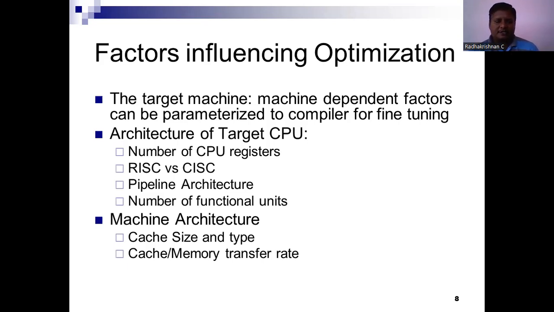The second one is the architecture of the particular target CPU. Here, the number of CPU registers being utilized, the instruction set, RISC or CISC concepts, pipelining architecture, and the number of functional units involved in the particular architecture matter. In terms of machine architecture, cache size and type will be a major influencing point, and the cache memory or memory transfer rate is also important.